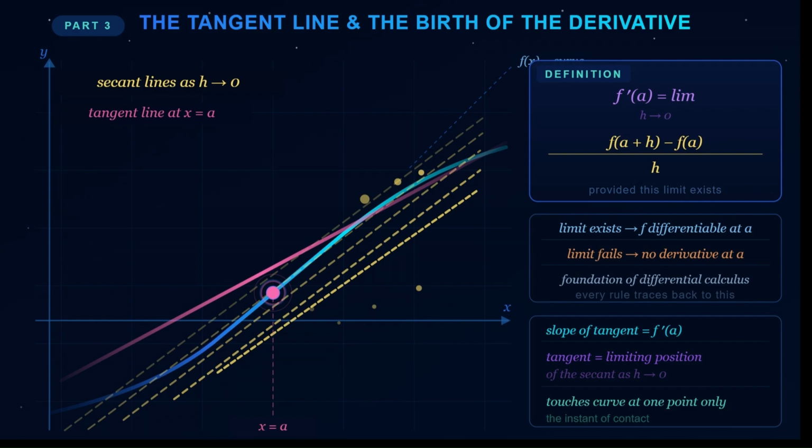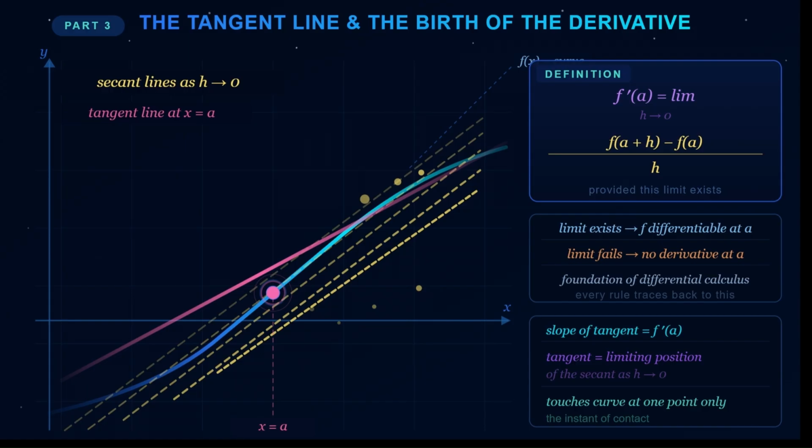We define this formally as follows. The derivative of f at the point a, written as f prime of a, is equal to the limit as h approaches 0 of the difference quotient, f of the quantity a plus h, minus f of a, all divided by h, provided this limit exists.